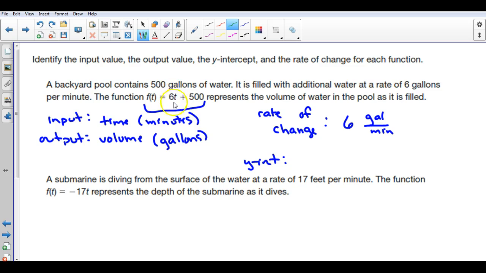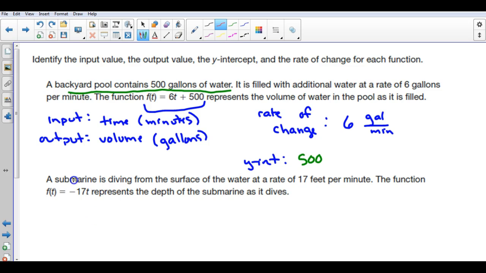So in this example, the person is filling up the pool. If I substitute 0 in for t, if they're not even filling 0 minutes, 6 times 0 is 0, but we still have the 500 here. And that's because my y-intercept is 500, which means that the pool, before we even started filling it, already contained 500 gallons of water. So the 500 gallons is your y-intercept because I know that after 0 minutes, the pool already contained 500 gallons. So when your independent value is 0, or when your input value is 0, your output value will be your y-intercept. So in this case, it's the 500.